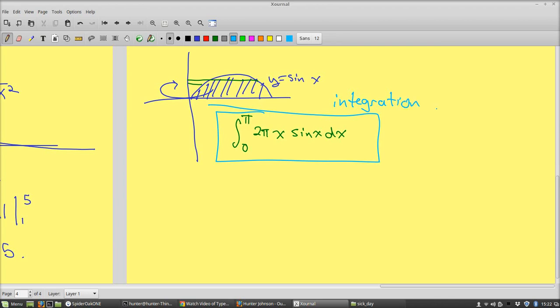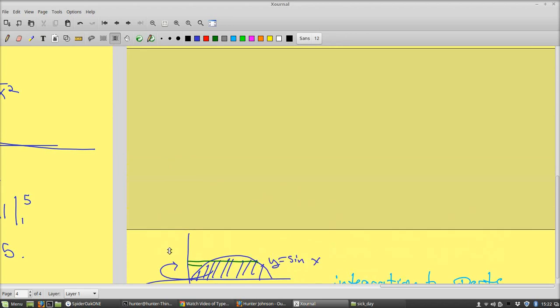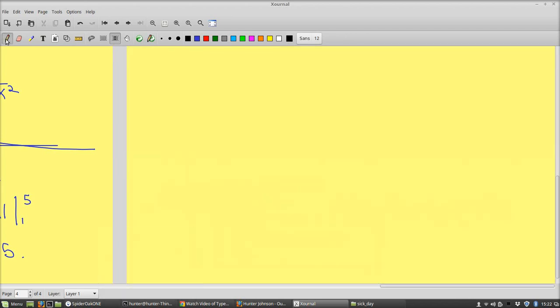And you can skip ahead and learn how to do that if you want to. You could just go watch the Khan Academy video, and then you would be able to do that, but we can't yet. But a lot of the cases where you really want to use cylindrical shells, it ends up leading to an integral that you can only solve using integration by parts.